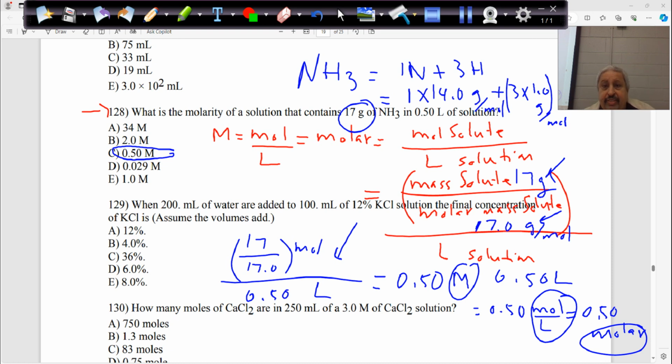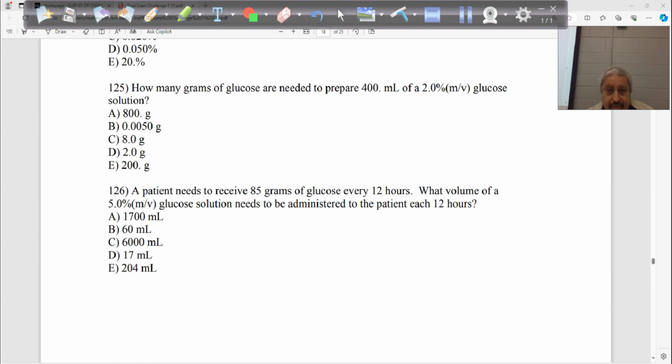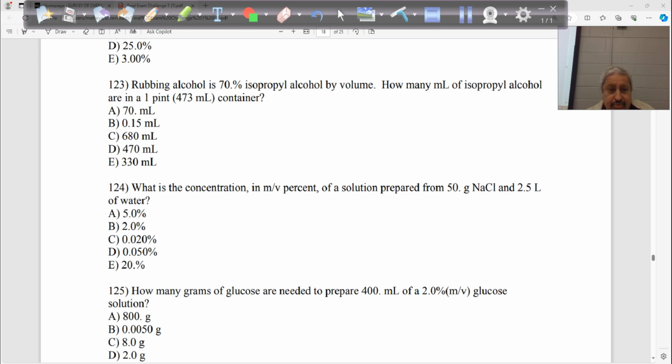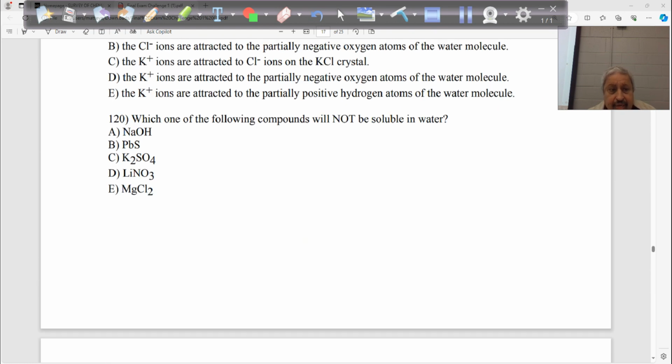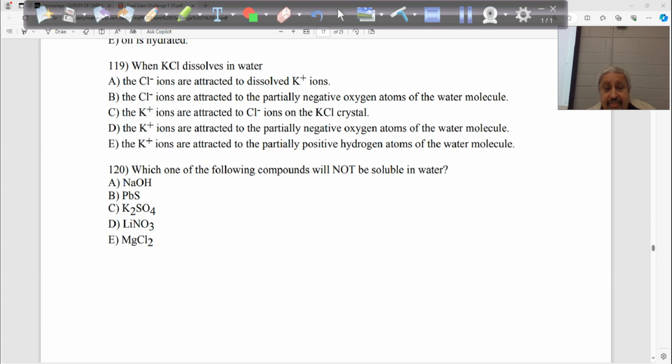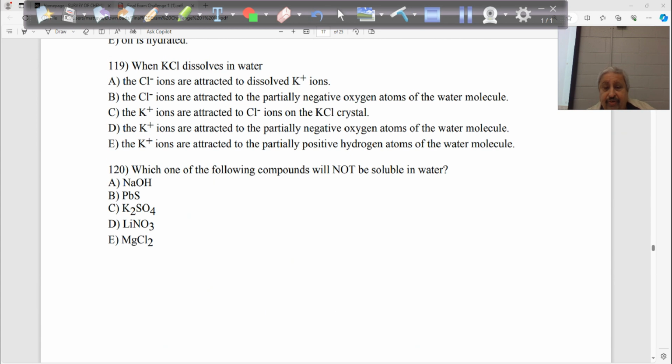Okay, so let's see here. How many grams? We did that, so let's go further. Solubility, yeah, that's a good thing here about solubility. Which one of the following compounds will not be soluble in H2O?